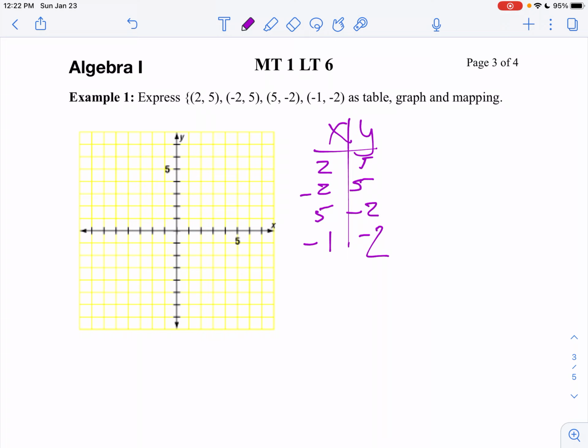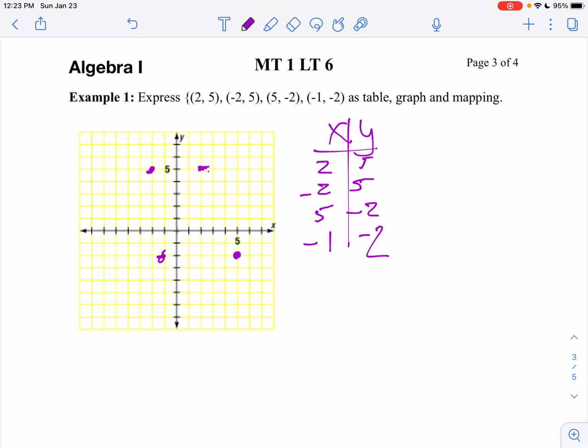Now let's graph those. So over 2 and up 5 would be my first point. To the left 2 and up 5 would be my second point, negative 2, 5. Over 5 and down 2 would be my third point. And negative 1, negative 2 would be my fourth point. And there we have it.